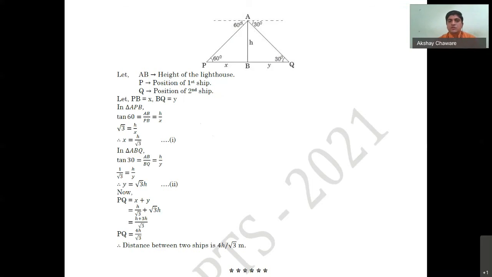Just like on your screen, AB is the height of the lighthouse, but AB is equal to H. But what is AB? That you have to declare: let AB be the height of the lighthouse and P is the position of the first ship, Q is the position of the second ship. That you have to mention. So these are the common points that I wanted to discuss with you.